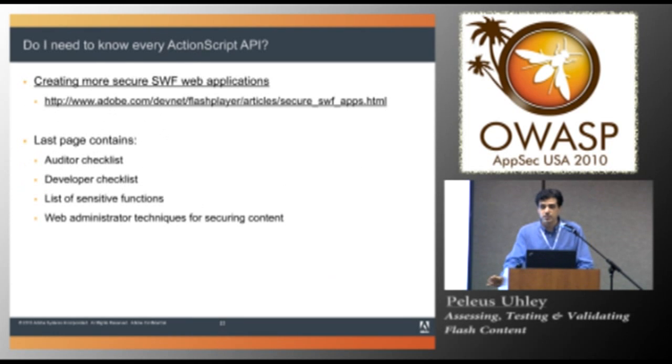Now I understand that a lot of these functions I just rattled off, many of you may not recognize them, because you're not ActionScript developers. But I wrote a paper called Creating More Secure SWF Web Applications. In there, if you go to the very last page, I have information for people who do pen tests on a regular basis. There's an auditor checklist, a developer checklist, and I list all of the sensitive functions that you might want to pay attention to. So you don't have to understand all 120 or however many ActionScript APIs there are. There's a list of ones that say, just go through and look for these. These are the ones that you would probably be concerned about as a security auditor.